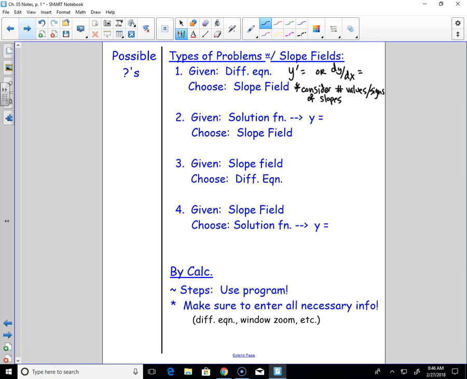If they give you a solution function and you're choosing a slope field, you get to just consider the flow, because that solution function needs to flow through that slope field. You can also think about the antiderivative. Oh no, they're not giving you the differential equation, sorry. They could give you a slope field and then say choose from all sorts of different differential equations.